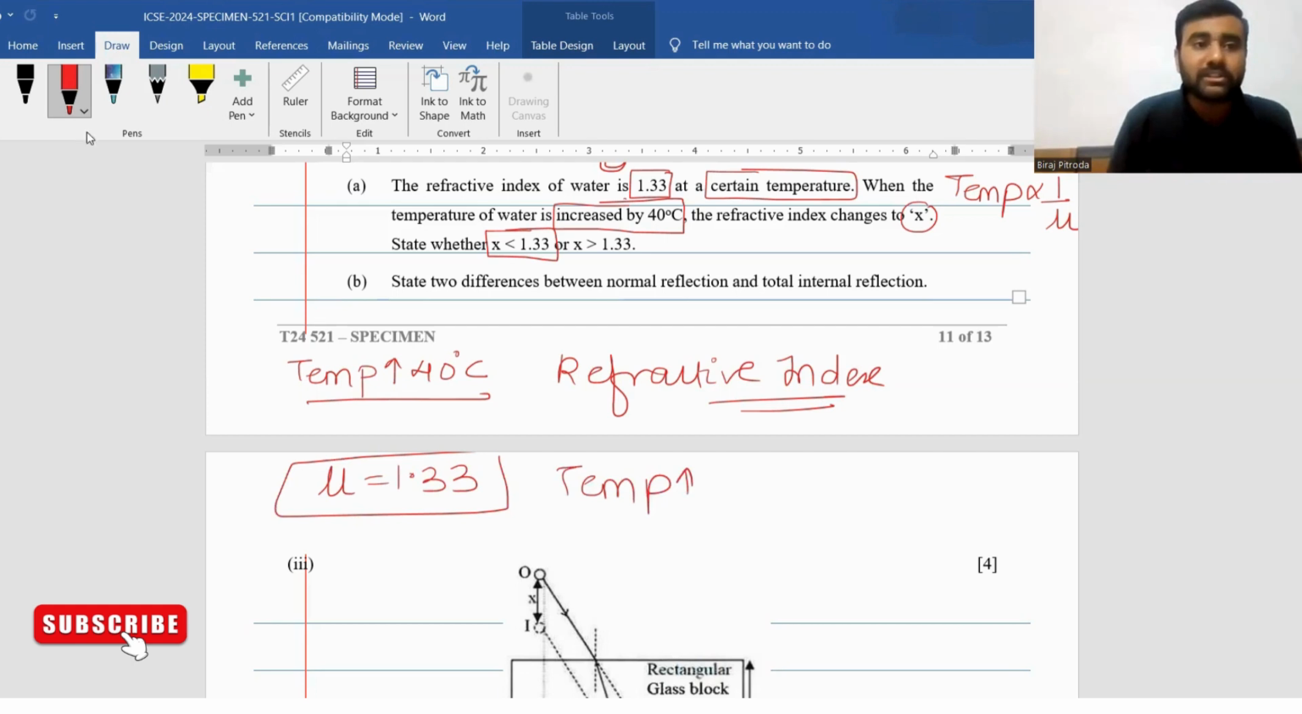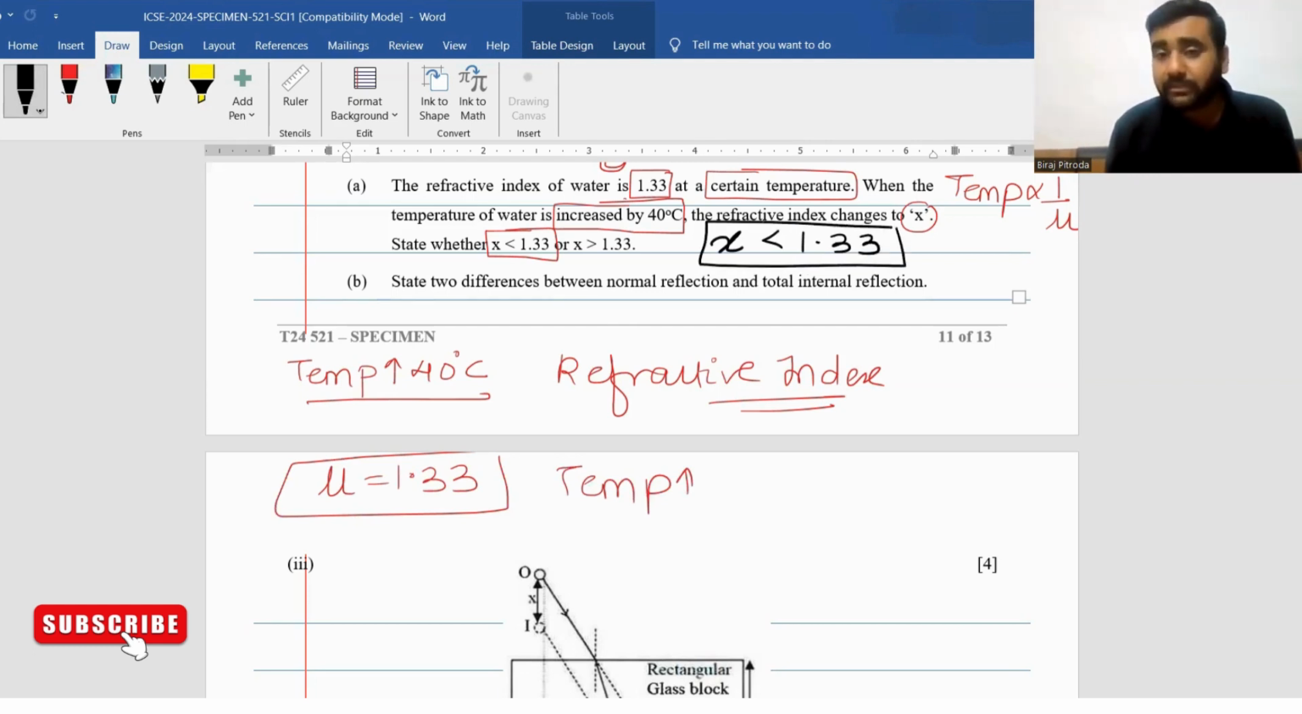So the answer for this sub question is the refractive index should be less than 1.33, and we can specify the reason as refractive index is inversely proportional to temperature. I hope this is clear to us, everybody. Simple. Perfect. Great. Sure. Let's take the next one.